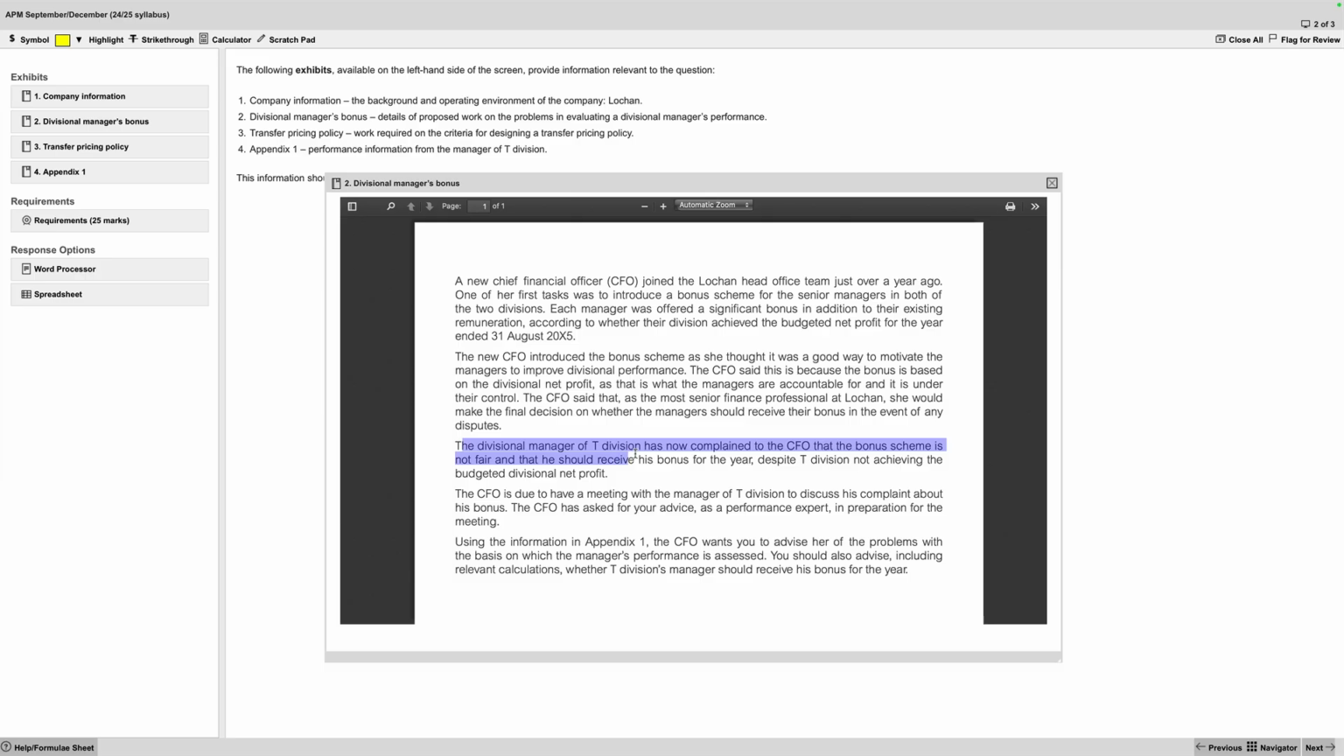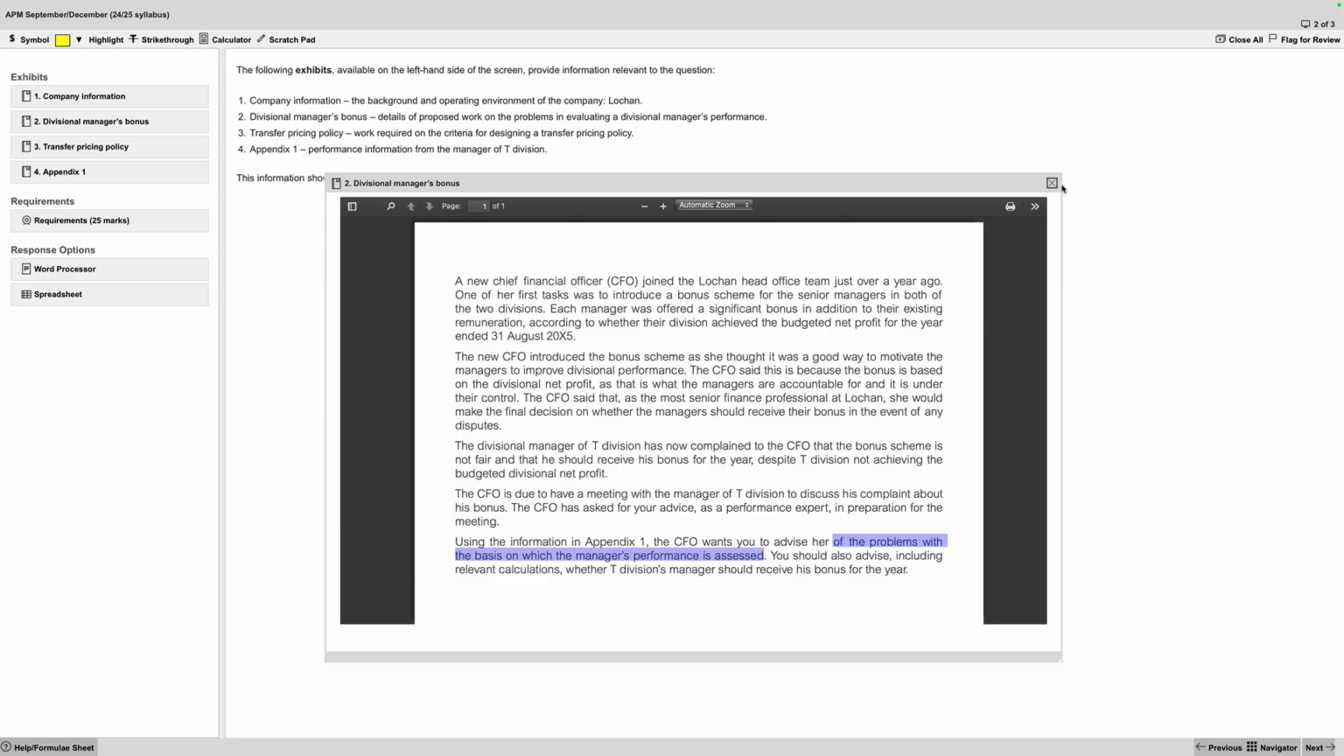The divisional manager of T has now complained. He's now kicked off, saying that the bonus scheme is not fair and he should receive a bonus for the year. The CFO is having a meeting with the manager to discuss his complaint about his bonus. The CFO has asked for your advice as a performance expert in preparation for the meeting. And it says, look, using the information in Appendix 1, so here's the requirement, the CFO wants you to advise her of the problems on the basis on which the management performance is assessed. That's the only bit that I want to do. The calculations we can forget. I want you to talk about the basis.